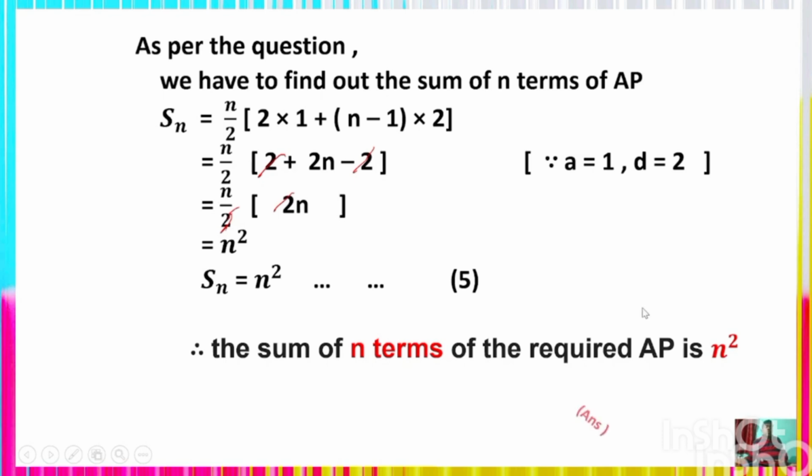This is what we had to find out. This is another interesting, important, vital and fundamental question based on the application of arithmetic progression. I hope you will follow it and understand it.